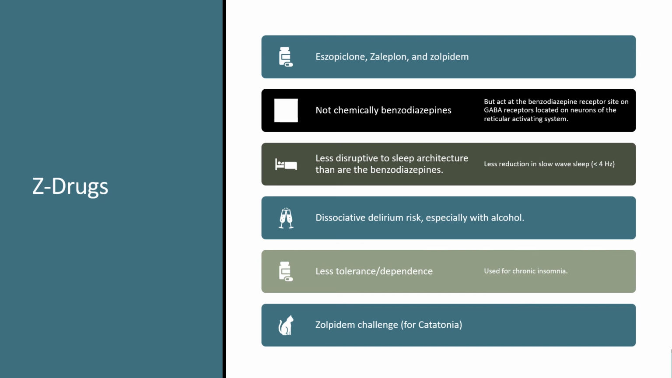Less tolerance and dependence, although there is the propensity for tolerance and dependence, and so we try to use these medications in the short term, although it's often used for chronic insomnia. We should still be careful because there is tolerance and dependence. And then the zolpidem challenge we can use for catatonia. Remember, the treatment of choice for catatonia is the IV lorazepam challenge, but there's also a zolpidem challenge, which is used when Ativan is contraindicated or it doesn't work.